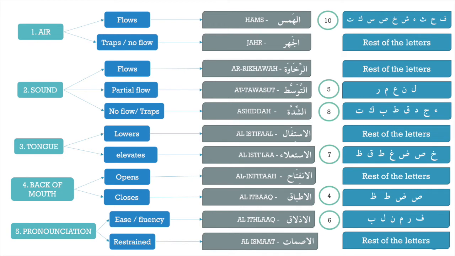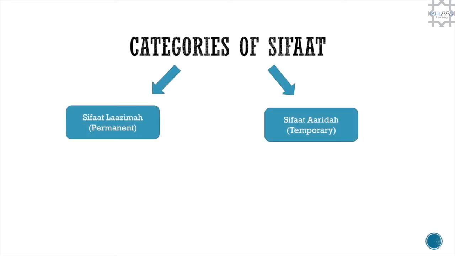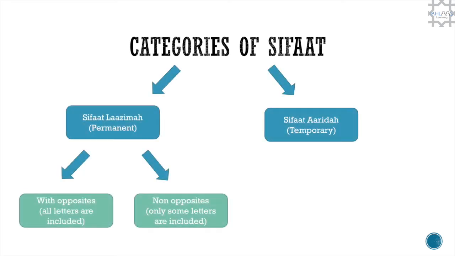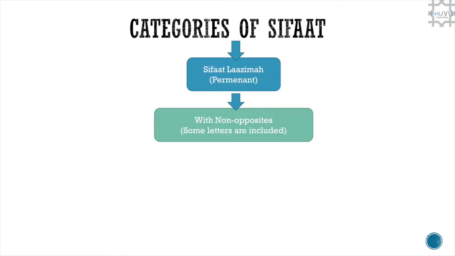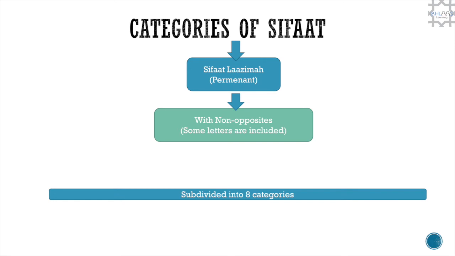So just another reminder that there are 2 categories of sifaat, sifaat lazima and sifaat arida. We are looking at sifaat lazima. We have just covered sifaat lazima with opposites where all the letters were included, and now we are going to look at non-opposites where only some letters are included. So sifaat lazima with non-opposites where certain letters are included are subdivided into 8 categories.